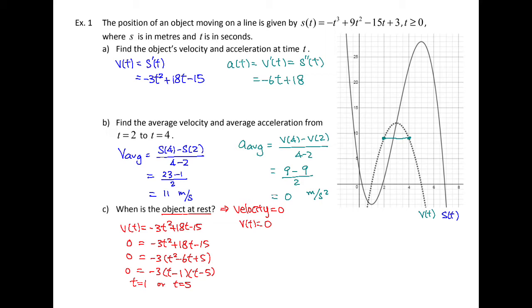So let's look at the graph. At t equals 1 is actually the local minimum, so the object is at rest. At t equals 5, which is actually at the local maximum, the object is also at rest.